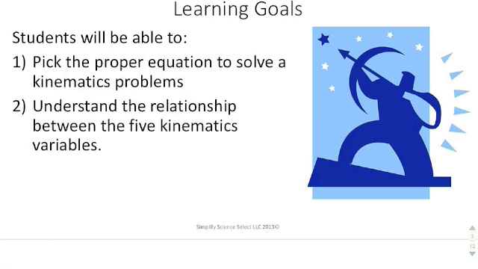The learning goals. The students will be able to pick the proper equation to solve a kinematics problem. You now know four kinematics motion equations, all of which are missing one variable. You need to be able to pick the correct equation for a given situation and be able to solve it for an unknown. And you should understand the relationship between the five kinematic variables and the equations.